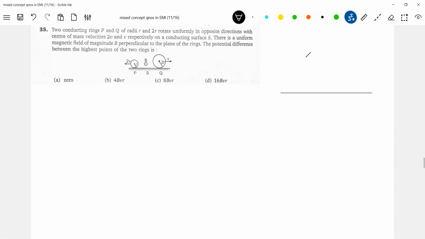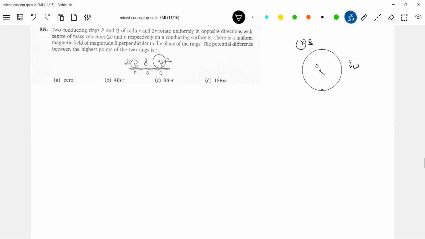If it is having only rotational motion, what is the EMF induced? A uniform magnetic field is there. Only rotational motion. What is the EMF induced between these two points? If a ring rotates in a uniform magnetic field, will there be any EMF induced in it? I'll come to the problem question later on. First, let's analyze here. Nothing is there.